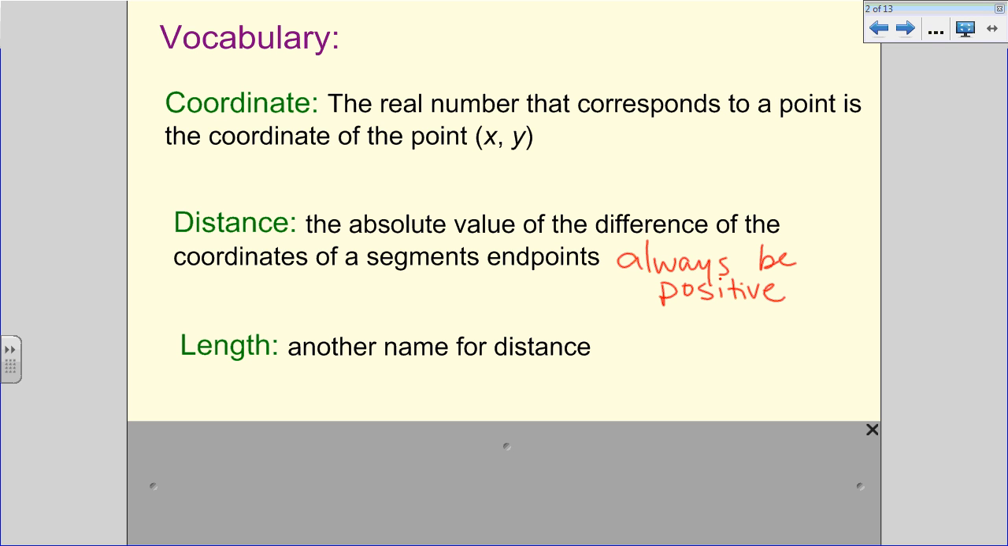If we talk about the distance between the two endpoints, you're finding their distance. If we ask you to find the length, you're finding their distance. It's just a way of measuring.